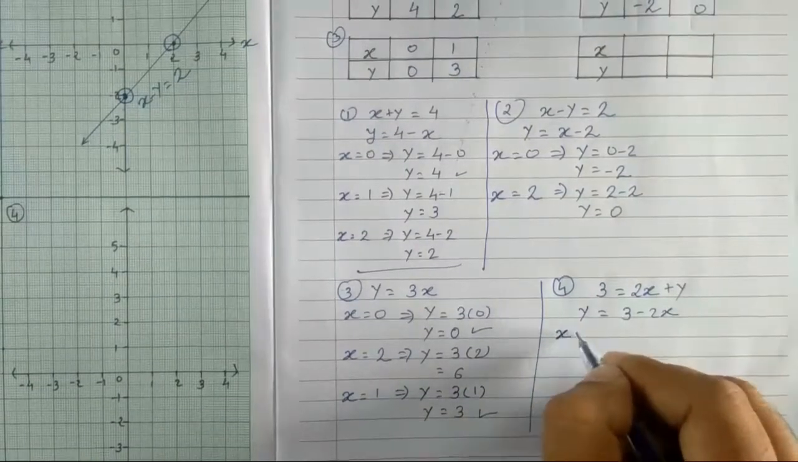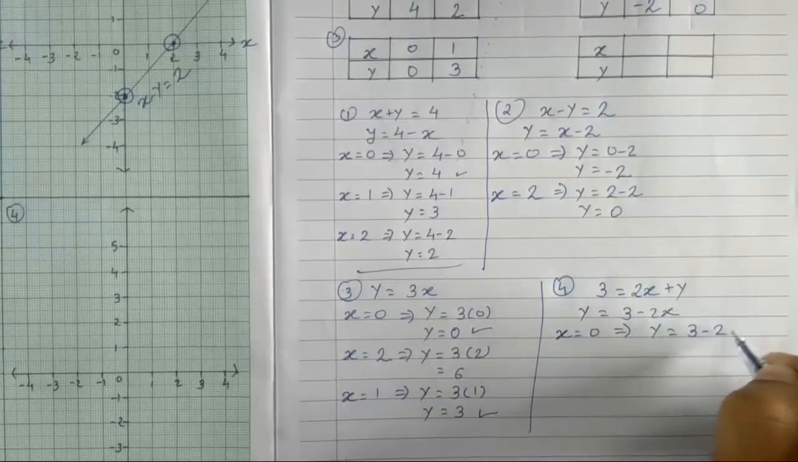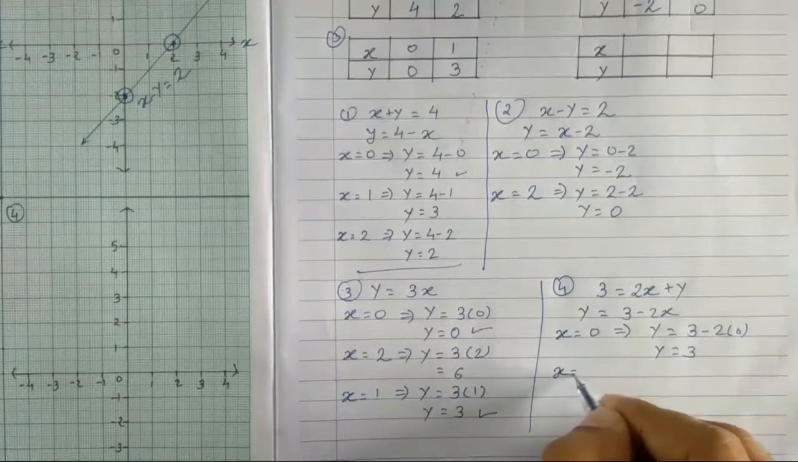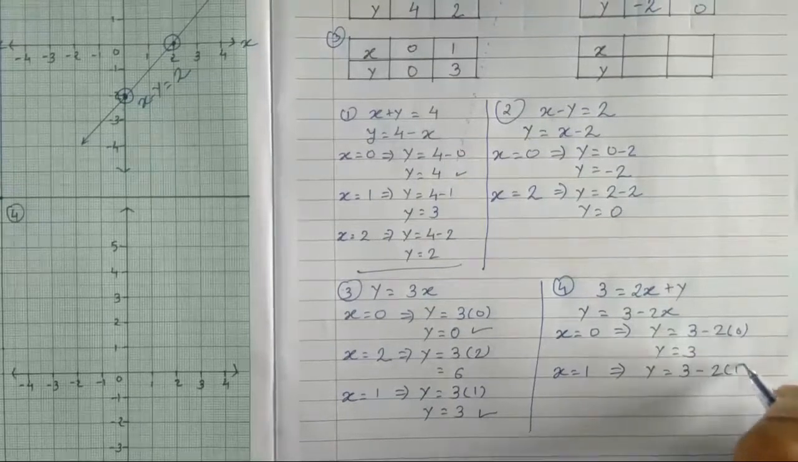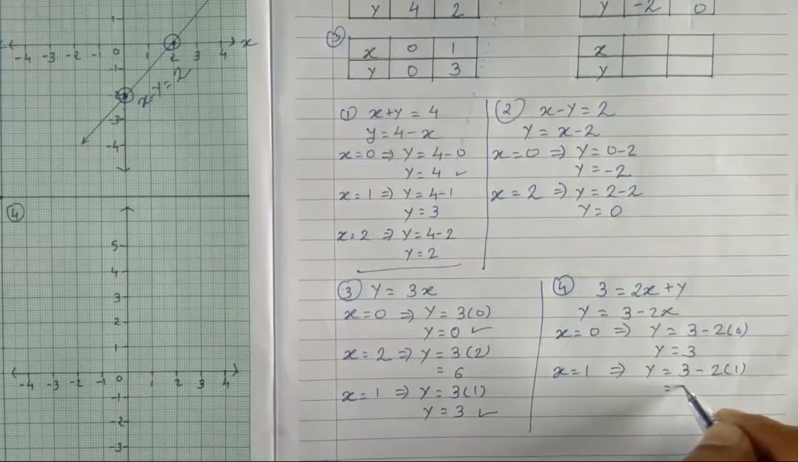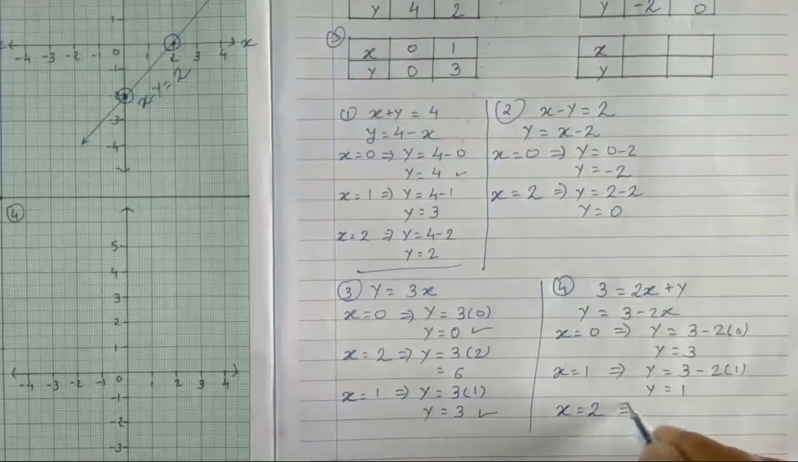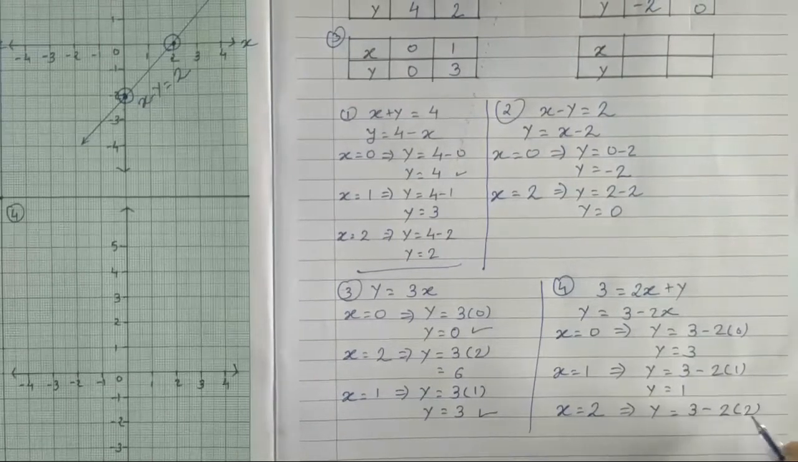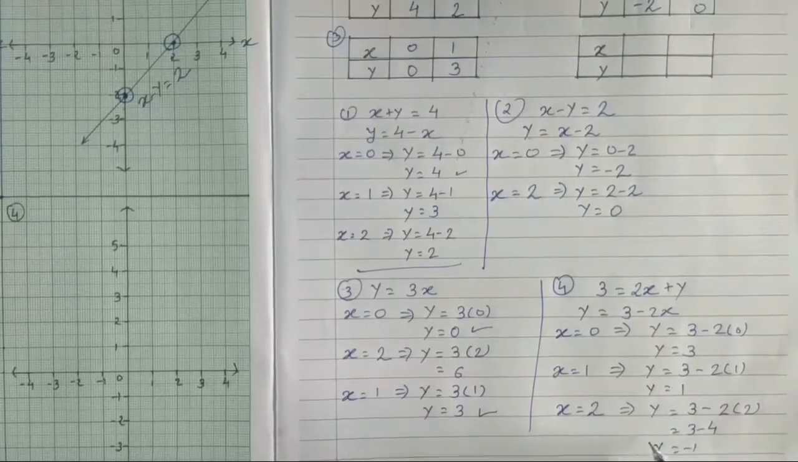That's why if x is equal to 0, at that time y equal to 3 minus 2 into 0, that's why the value of y equal to 3. When x equal to 1, at that time y equal to 3 minus 2 into 1, that's why y is equal to 3 minus 2, that's why 1. And when x equal to 2, at that time y equal to 3 minus 2 into 2. So here 3 minus 4. So y equal to minus 1.